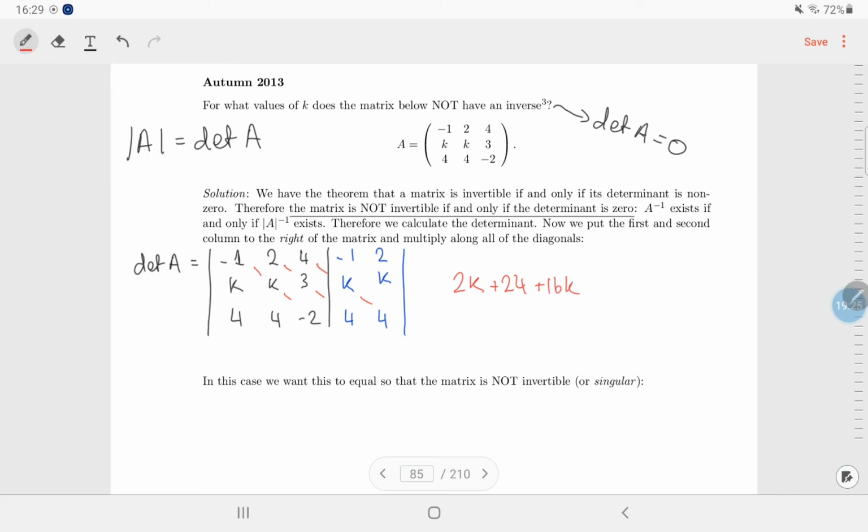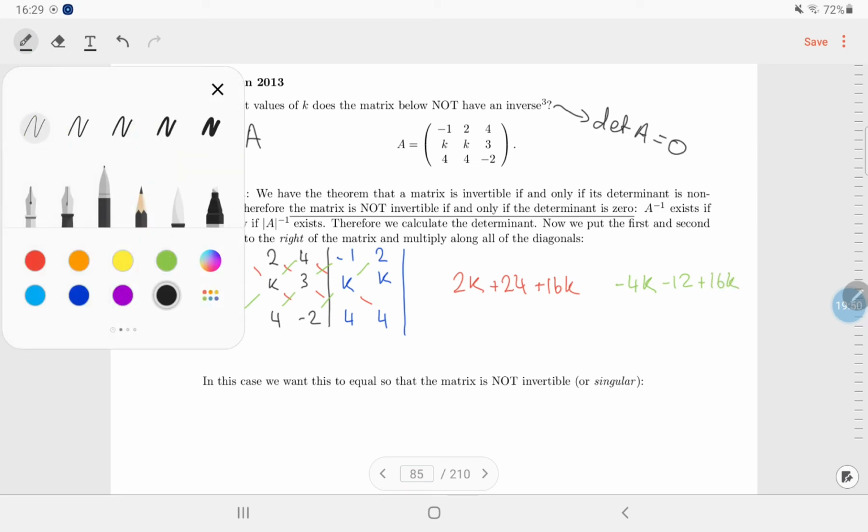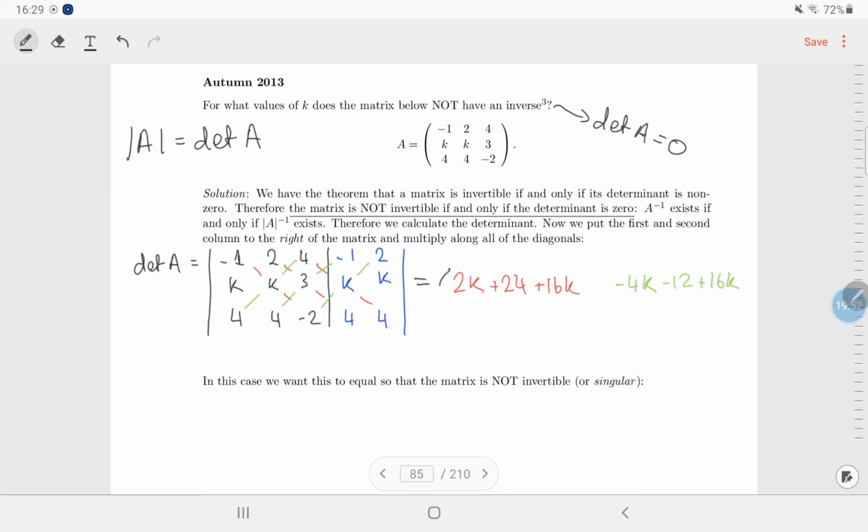And then the left down diagonals. So I get 2 by k by minus 2, minus 1 by 3 by 4, 4 by k by 4. If anything's too fast, pause it. 2 by k is 2k, by minus 2 is minus 4k. Minus 1 by 3 is minus 3, by 4 is minus 12. And the last one, 4 by k by 4 is 16k. And we're doing right down diagonals minus left down diagonals.